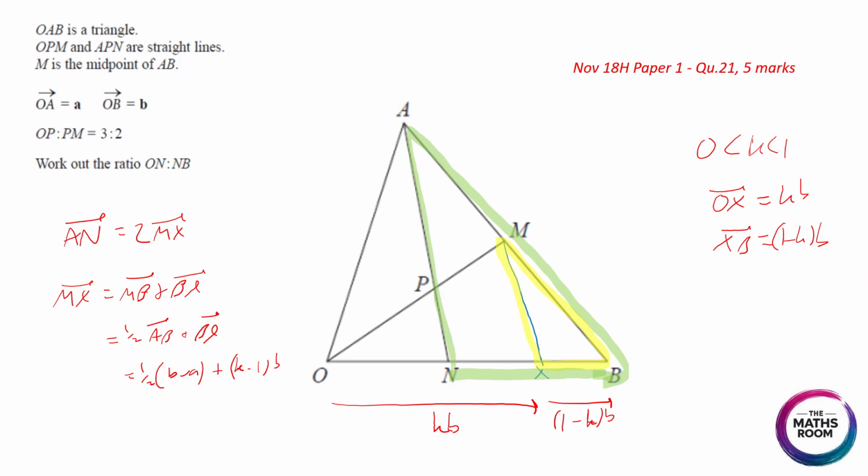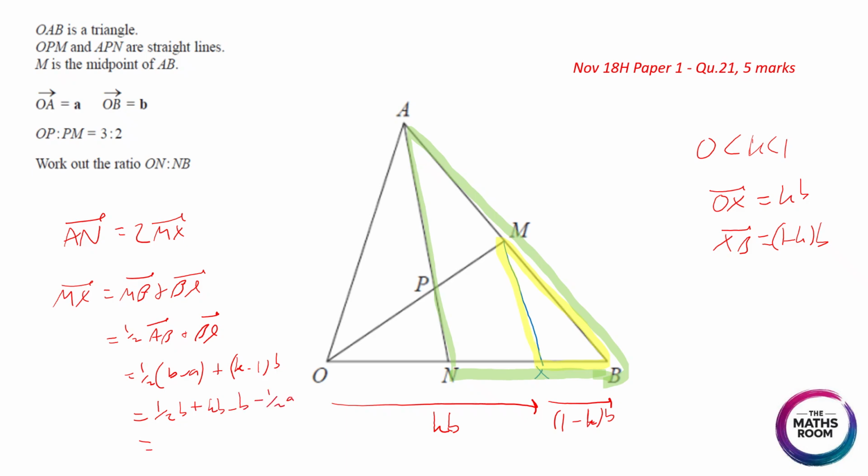Makes sense? Okay, so that's the vector M to X. If I just work this out, what have I got? I've got half b plus kb minus b minus a half a.